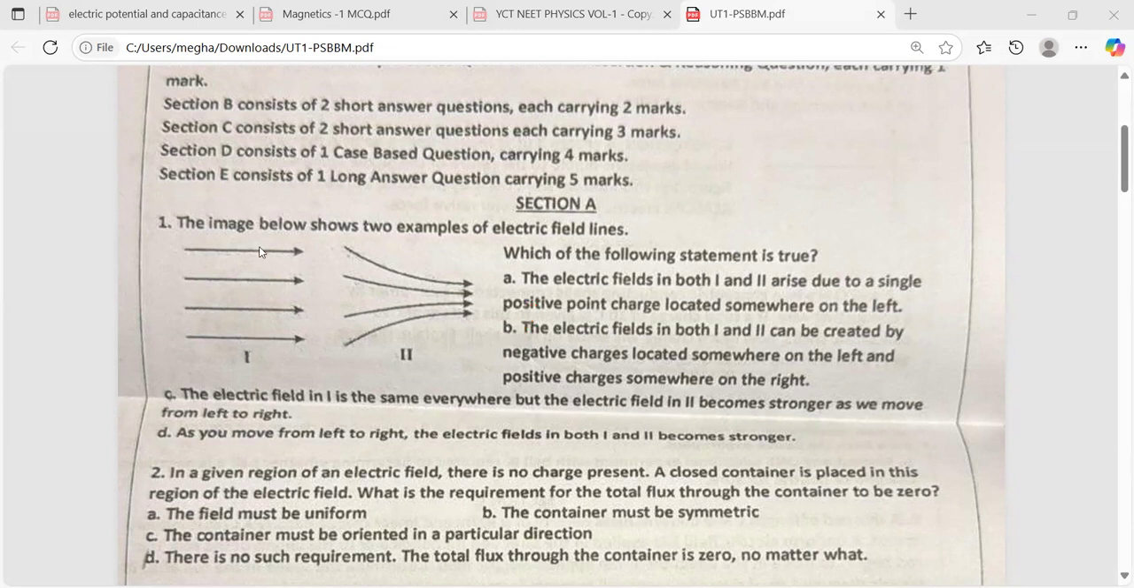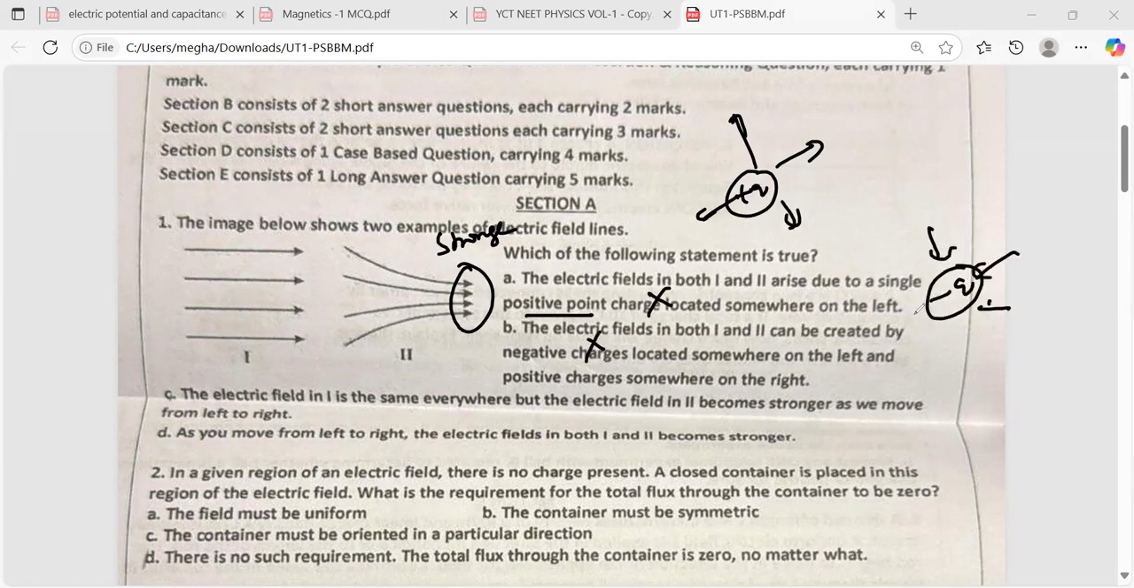Now the image below shows two examples of electric field lines. This is a uniform electric field line. This is electric field lines increasing over here. You can see here, they keep on increasing. Here it is stronger. So the first one, both 1 and 2 arise due to a single positive point charge. It is wrong because a single positive point charge field is radially outwards. Whereas the single negative charge, that is also wrong. That is radially inwards. So both are ruled out.